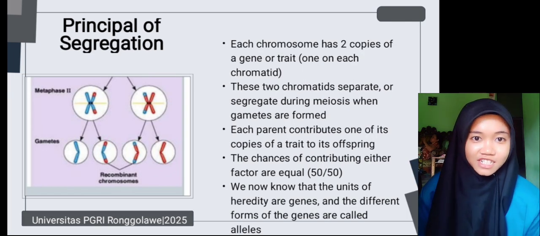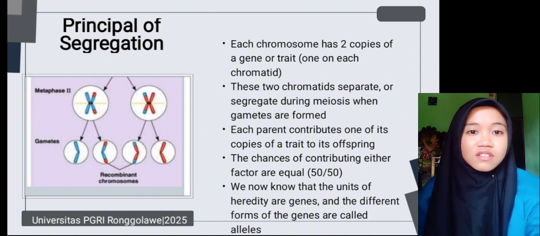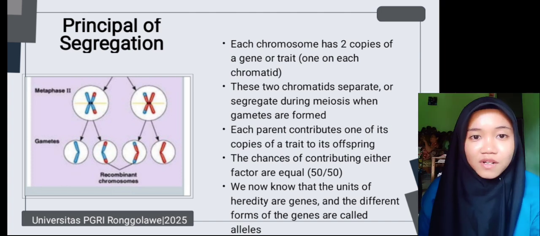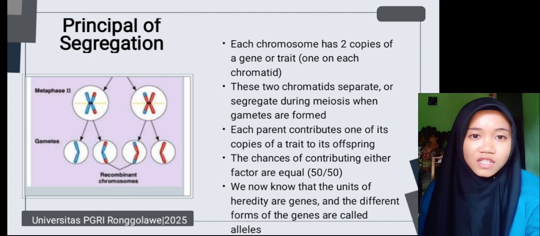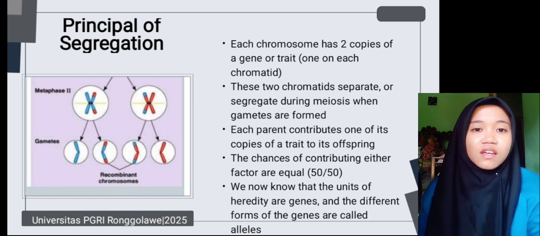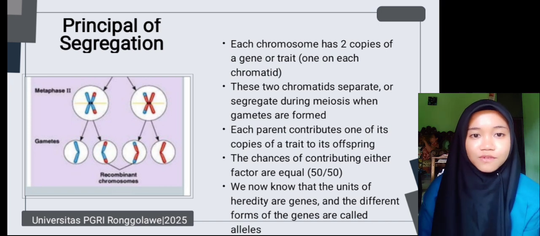Principle of segregation. Each chromosome has two copies of a gene or trait, one on each chromatid. These two chromatids separate or segregate during meiosis when gametes are formed. And each parental gamete contributes one of its copies of a trait to its offspring. The chances of contributing either factor are equal, 50-50.